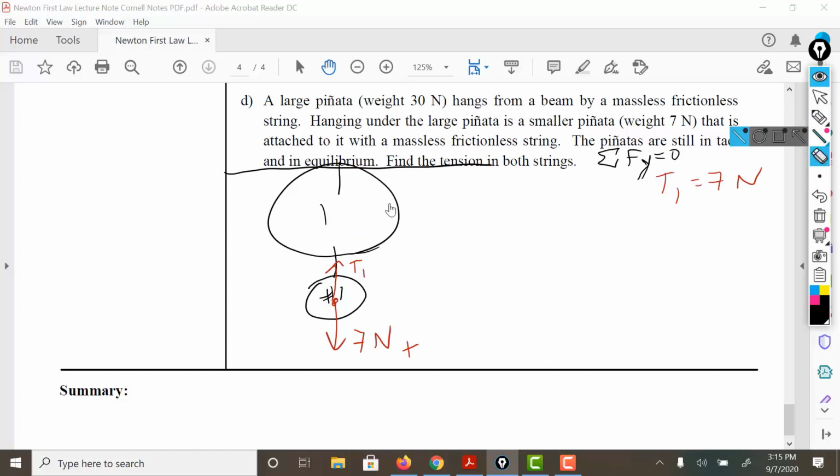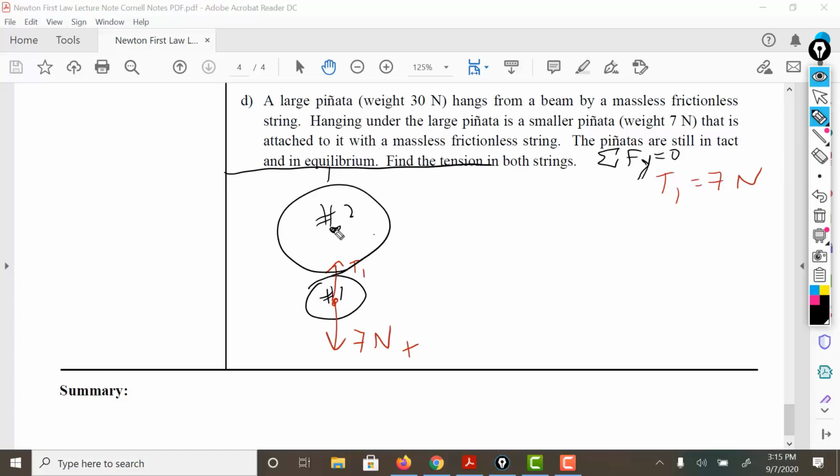Now, let's try this again. Piñata number 2 had a weight. This is going to be a little tricky to draw. It had a weight going down of 30 newtons and has a tension going up. We'll call this T2. However, remember there's a string down here. There was a string down here, and this string had a tension 1. That tension was due to the bottom piñata. So you have a tension on the top string and a tension on the bottom string and the piñata in between. Now this tension is actually pulling the piñata downward in this case.